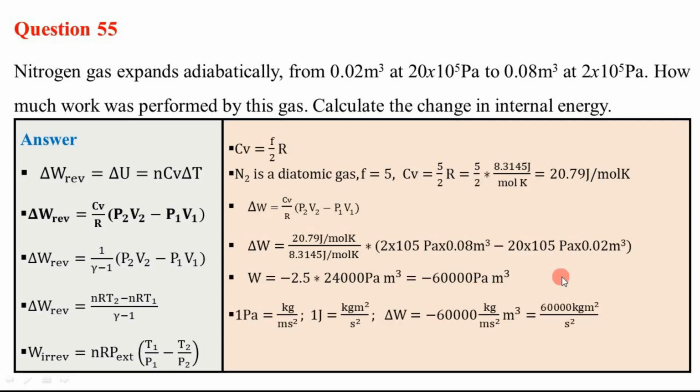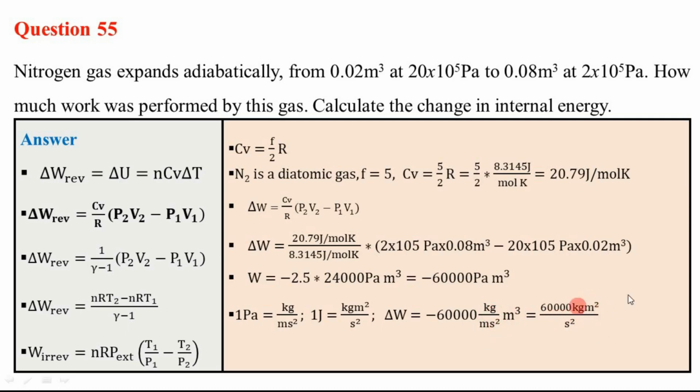What is a Pascal? 1 Pascal is equal to kilogram per meter second square. Then after replacing the Pascal by kilogram per meter second square, we get kilogram meter square per second square, which is equal to 1 joule. That means dW, the work done, is equal to negative kilogram meter square times meter cube. Here the meter and meter cube get cancelled. We get kilogram meter square per second square, and this is a joule.